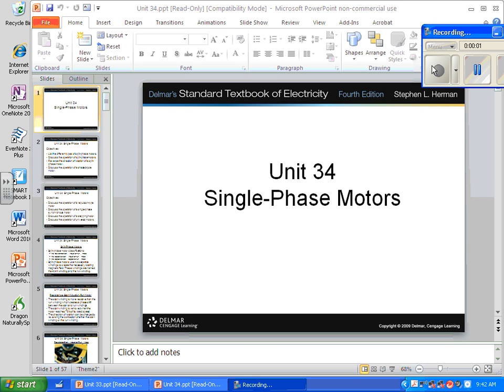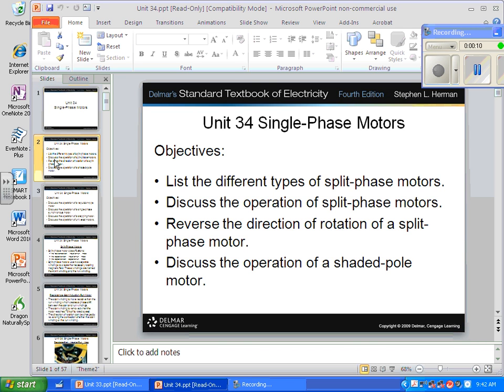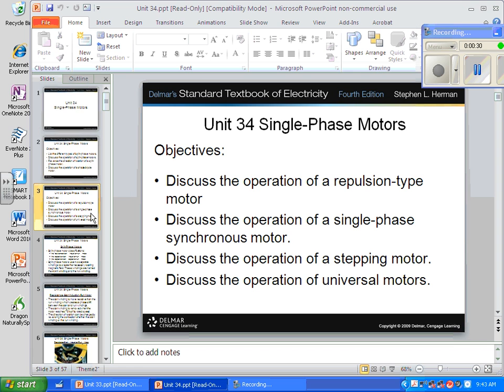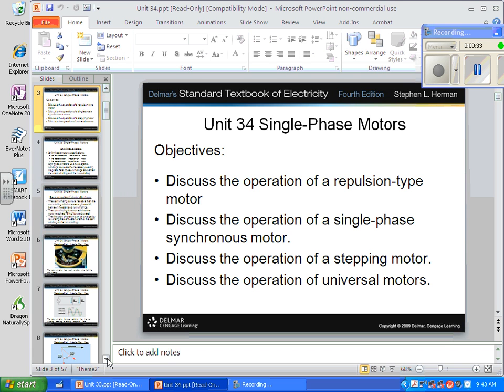All righty, we're going to talk about single-phase motors first. We'll list the different types of split-phase motors, discuss the operation of split-phase motors, reverse the direction of rotation of a split-phase motor, and discuss the operation of a shaded pole motor. We're also going to discuss the operation of repulsion-type motors, single-phase synchronous motors, stepping motors, and universal motors.